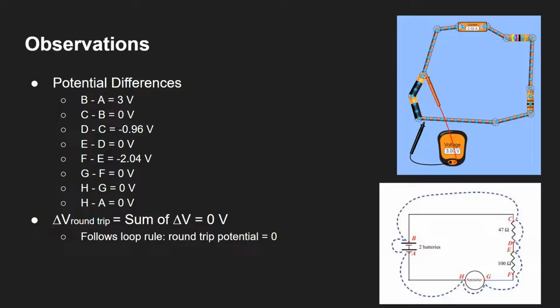And then we can use the potential difference of the round trip is equal to the sum of the potential differences we found is equal to 0 volts. So we get 3 minus 0.96 volts minus 2.04 volts, and that follows the loop rule given that it's equal to 0, so the round trip potential is equal to 0.